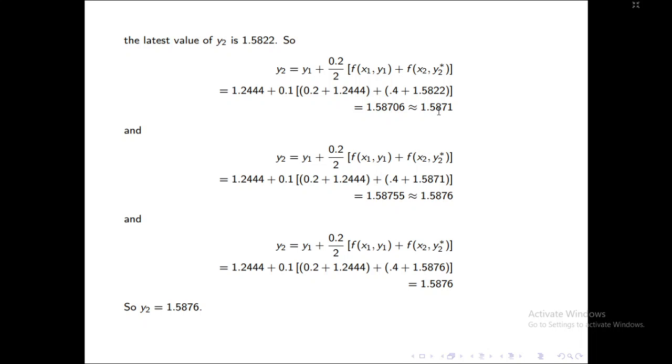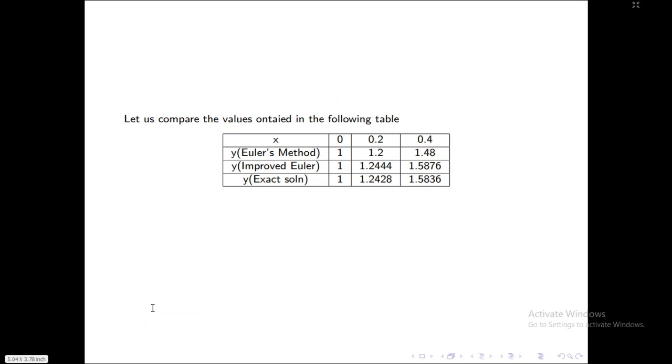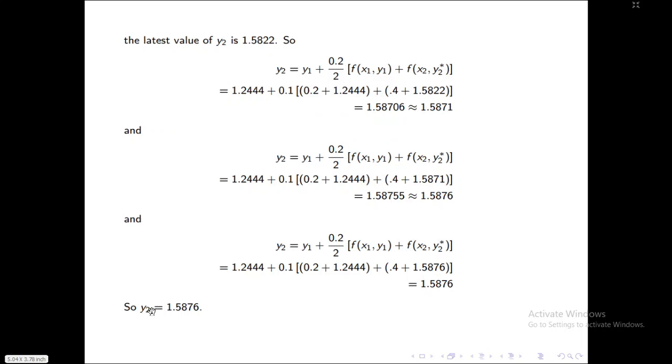Next step, we replace y2 star with 1.5871, and that will give the value of y2 as 1.5876. And in the next step, we replace y2 star with 1.5876, and that will give y2 equal to 1.5876. So we get the same value in these two consecutive steps, and that means the value of y2 can be approximated as 1.5876. So we just solved it for two values.